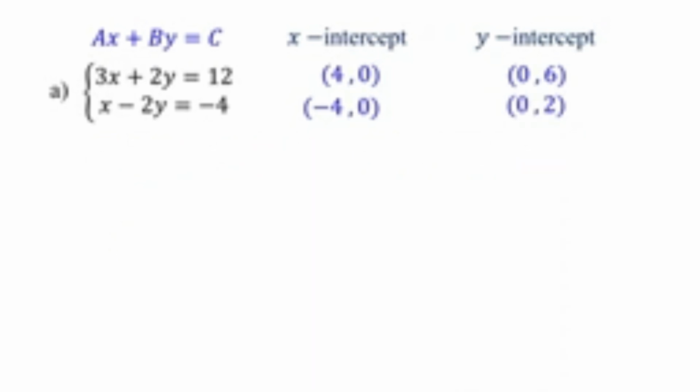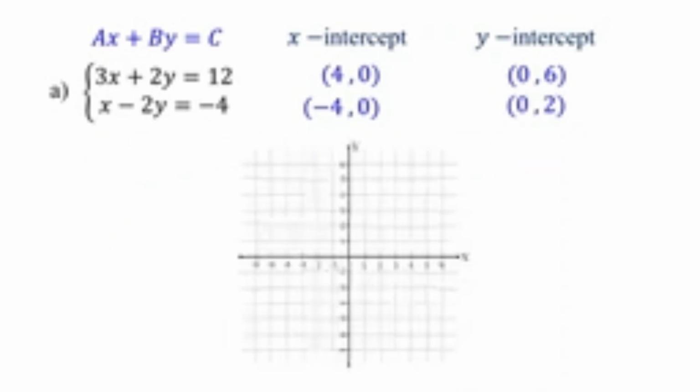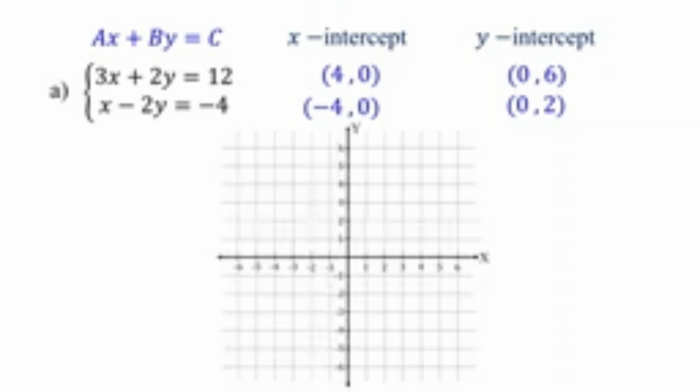Now that we have our intercepts for both equations, the next step is to plot them on a graph. For the first equation, plot the x-intercept, which is at 4, 0, and the y-intercept, which is at 0, 6. Then connect the 2 points with a straight line. This line represents the first equation.